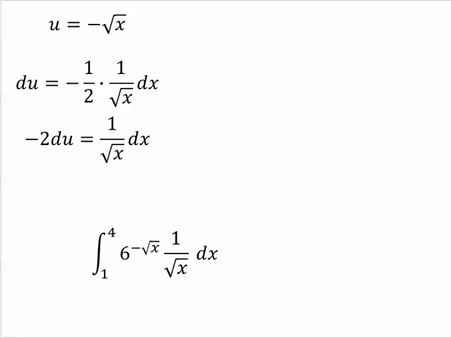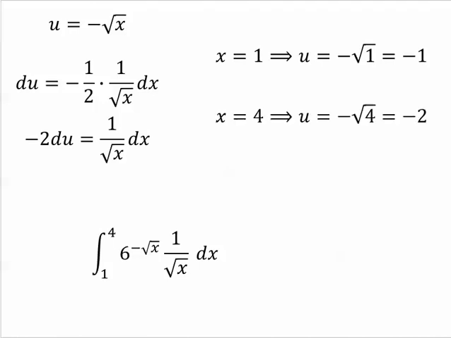Now let's work on the bounds. If x equals 1, u equals negative 1. If x equals 4, u equals negative 2. Let's do the substitution. Instead of negative radical x, I put in u. Instead of 1 over radical x dx, I put in negative 2 du. Instead of the lower bound of 1, I put in negative 1. Instead of the upper bound 4, I put in negative 2.